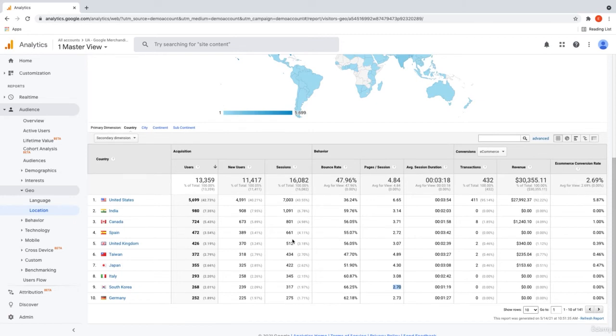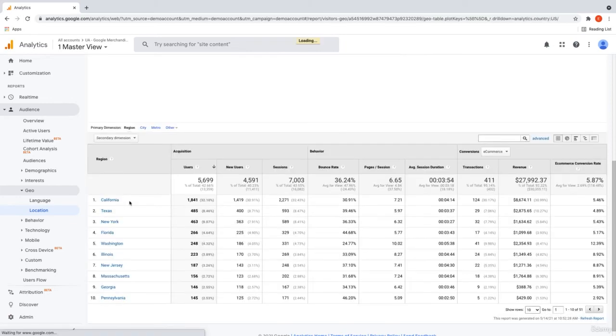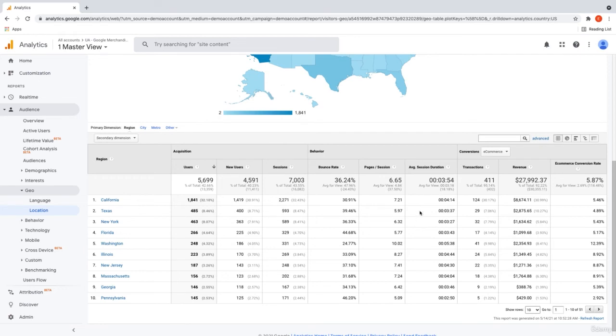If you'd like to get more detail on these countries, then what you can actually do is click into any of them in the first menu. For example, if I go into the United States, what it's going to do is give me a breakdown of all of this data by state or city for that country.